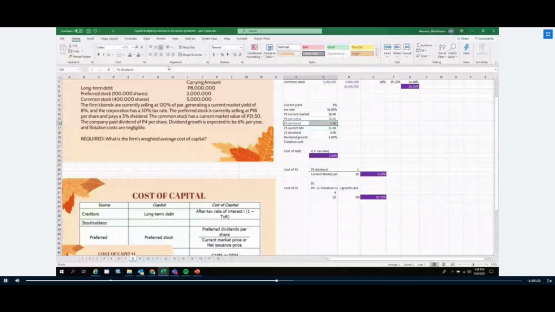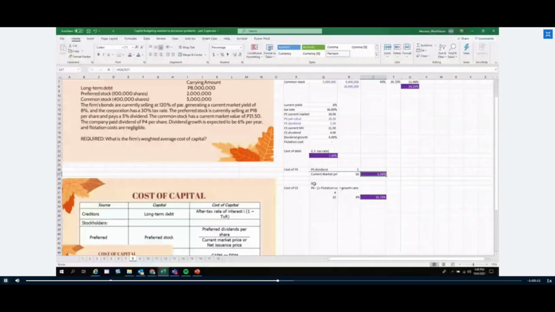Meron ka ngayong current market price. Current market price of 18. Pero yung 18 na yan, given naman. Ayun. So 1 divided by 18, so that's 5.56. No? Pag-usapan ngayon natin yung common stock.